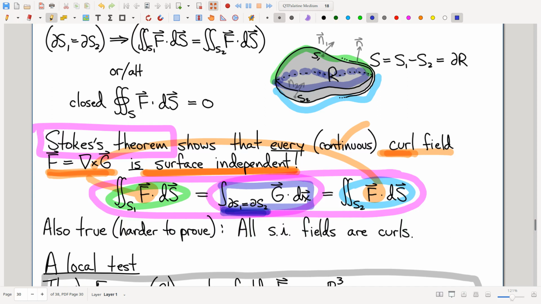Again, I hope you'll flip back through the notes or rewind to the appropriate spot in the appropriate video from when we talked about this for path independence. This argument is totally analogous.